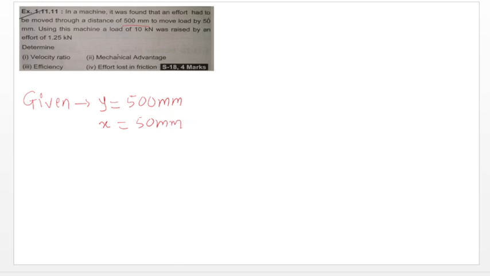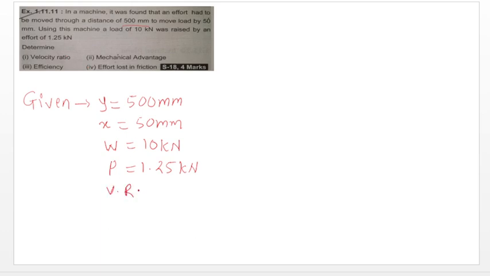Okay, now see, using this machine a load of 10 kilonewton was raised. Load means W. How much is given? 10 kilonewton is given, raised by an effort of 1.25 kilonewton, means effort P is given, that is again 1.25 kilonewton. From this given data we need to find out velocity ratio.